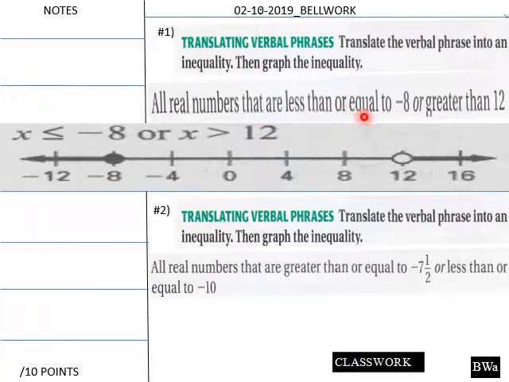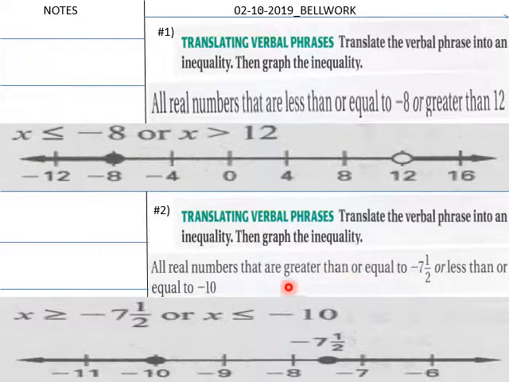This is the graph here. All real numbers are less than or equal to -8, or x is greater than 12. We have an open circle here. Here's the graph here for this.